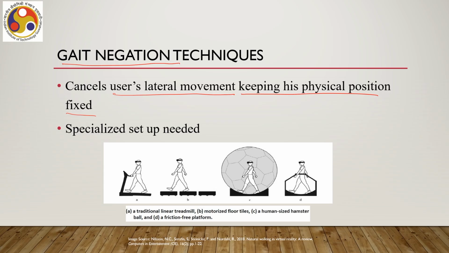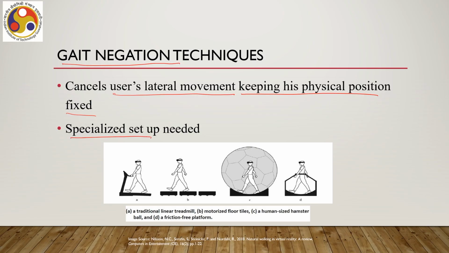So, the user may be walking naturally. However, natural movement involves lateral movement, but mapping that type of absolutely natural movement to a particular type of focused movement in the virtual world may be difficult. So, a specialized setup is used to cancel the lateral movements of the user, so that it is easier for the system to understand the user's intention and accordingly perform the navigation in the virtual world.